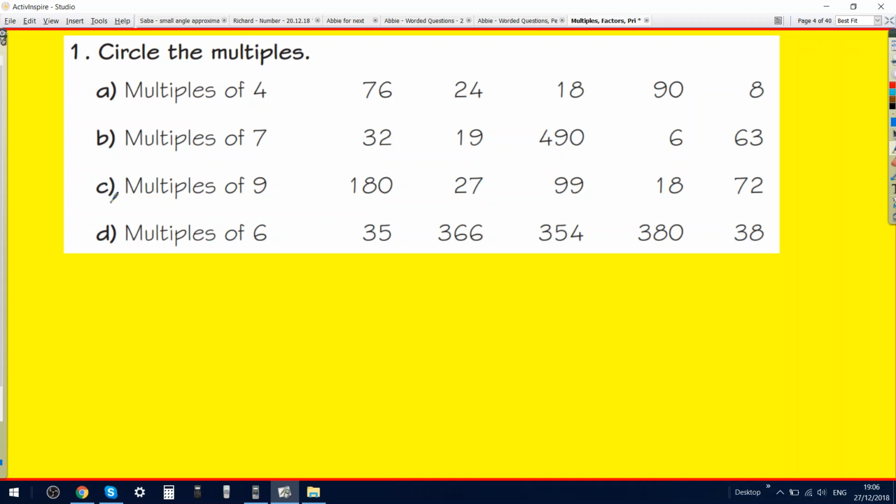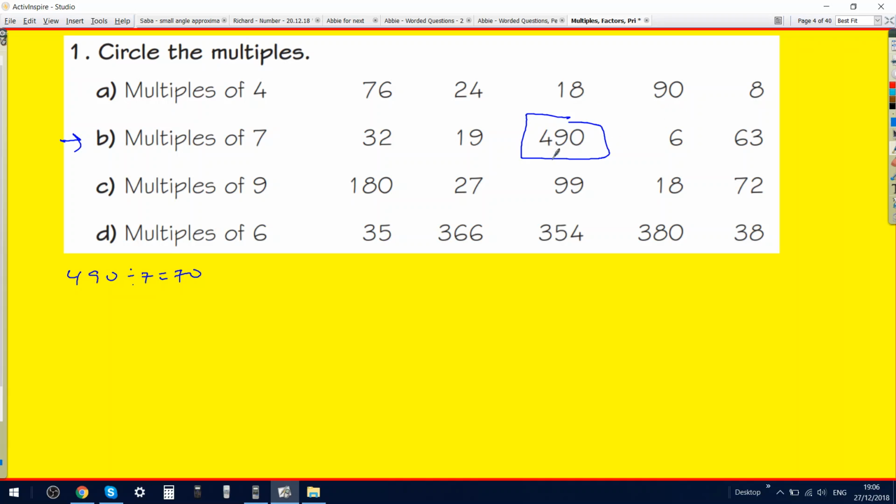So, multiples of 7. Well, for starters, 490 would be one of them, because 49 is in the 7 times table, and if you were to divide it by 7, you would get 70, I think. Correct. And 70 is in the 7 times table, so that's one of them.